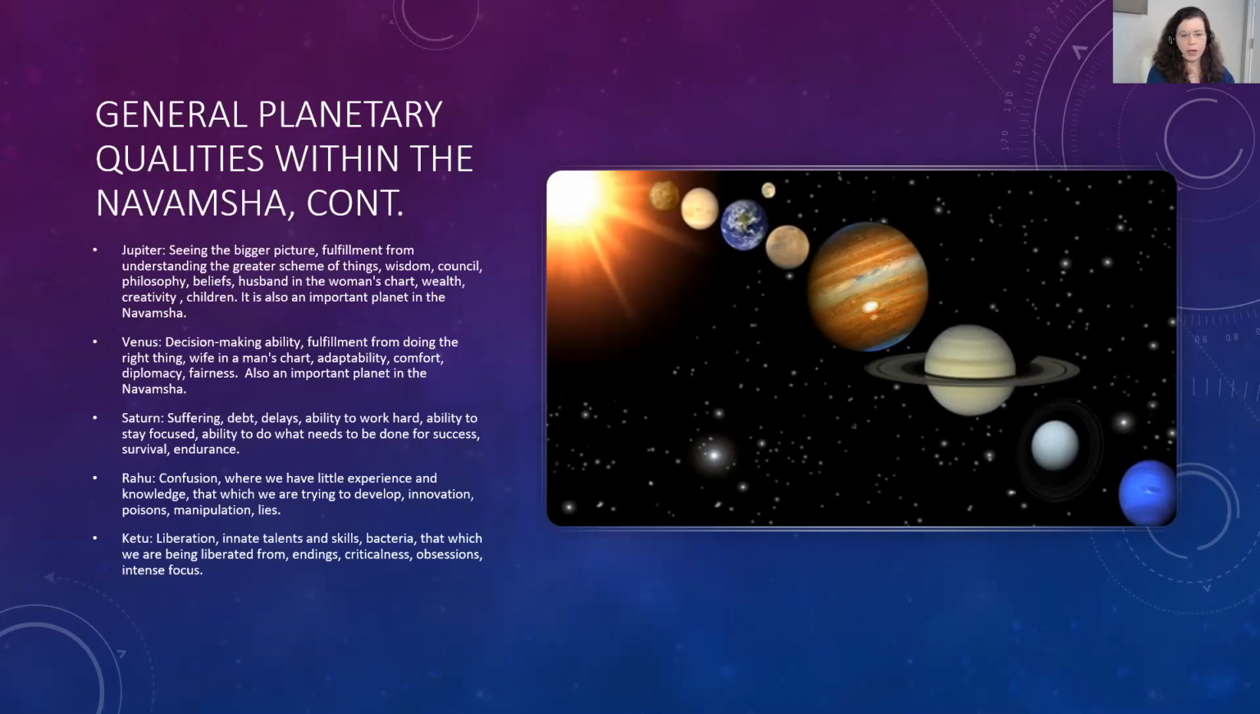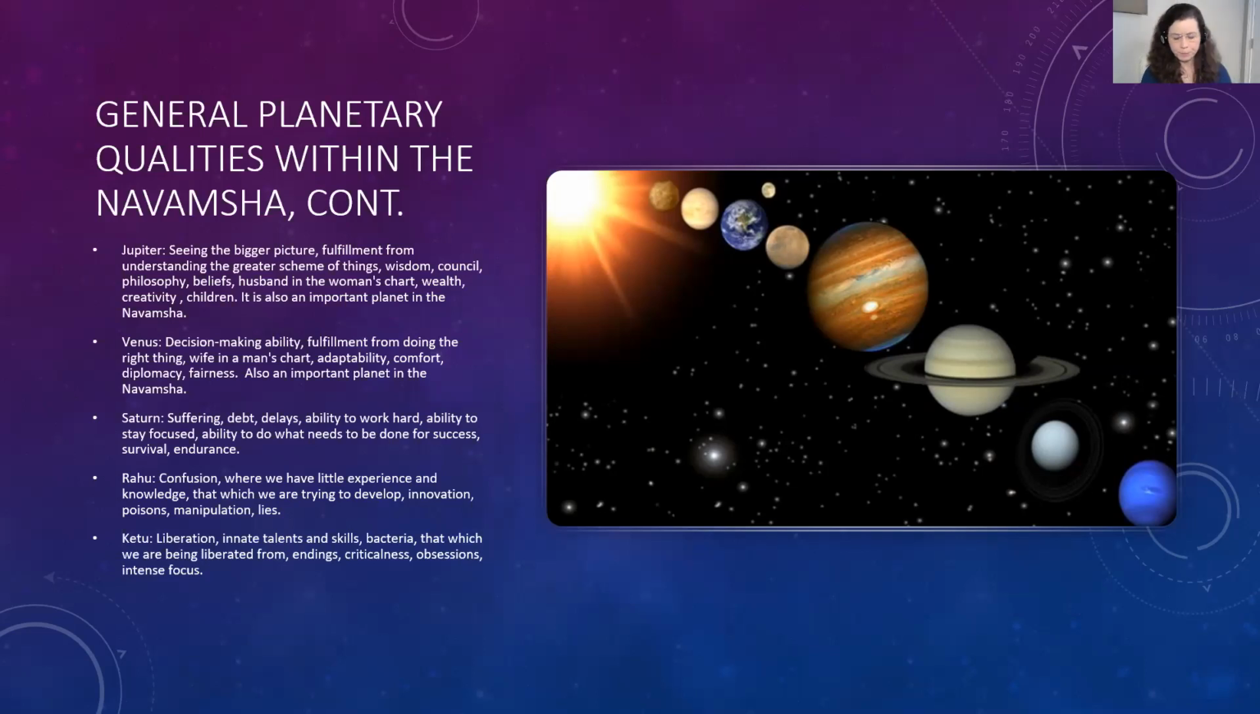And Saturn represents suffering, debt, delays, ability to work hard, ability to stay focused, ability to do what needs to be done for success, our survival, our endurance. Saturn is our capacity to bear the hardships in the marriage or on the life path. If a person has a weak Saturn, they'll want to quit the marriage when challenges present themselves and leave the marriage. Whereas a person with a good solid Saturn will be able to endure the hardships, the ups and downs in the marriage and stay the course.